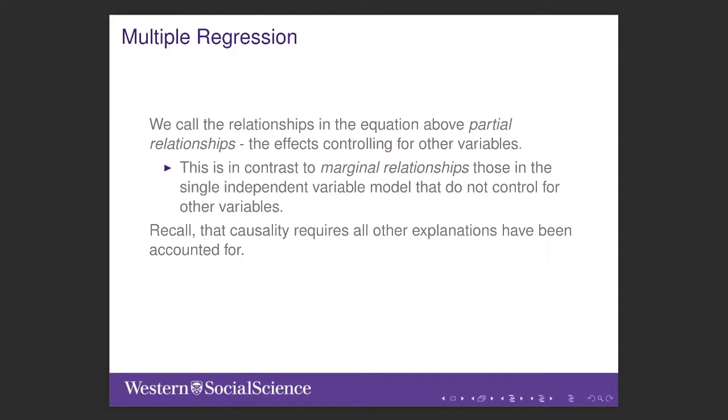If we want to try to make causal statements, we have to account for all other possible explanations of the dependent variable other than the one we're testing. Using control variables, that is, putting other variables in the regression model that capture other explanations of the dependent variable, is how we accomplish this in regression models.